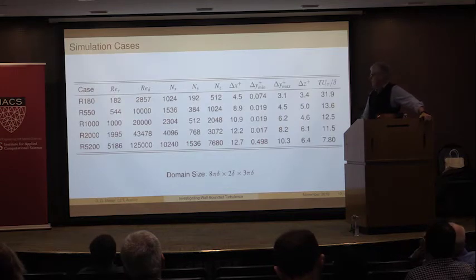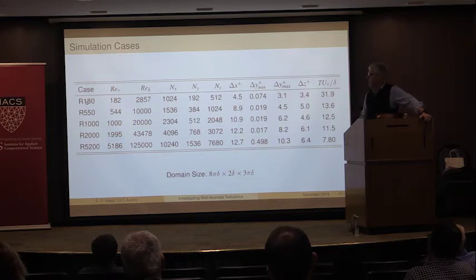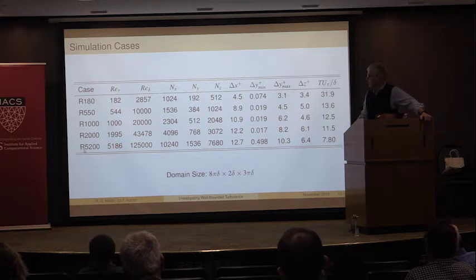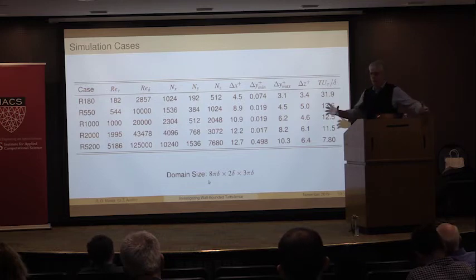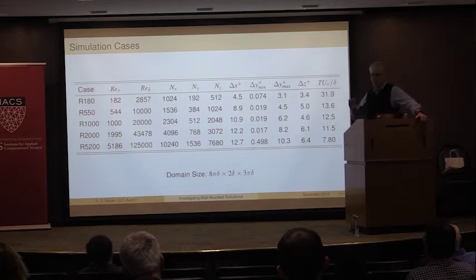So back to the actual calculations. We did a bunch of them. We repeated the 180 case that I showed you that had been done back in 1987. We did it with somewhat better numerics and also a larger domain to be consistent with the other one. And then a number of Reynolds numbers up to 5,200, which is our flagship here. It's on a domain that is about 24 times the half width long and about 10 times the half width wide, where the half width is halfway across the channel. That's what we usually use.